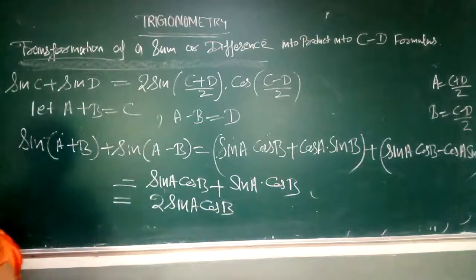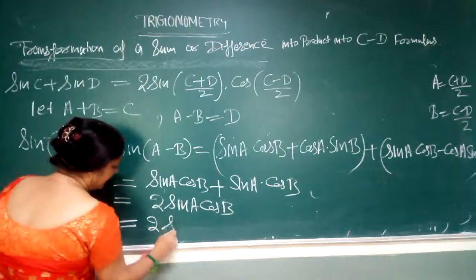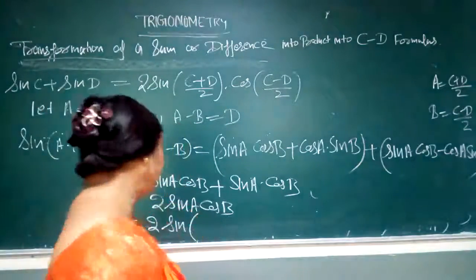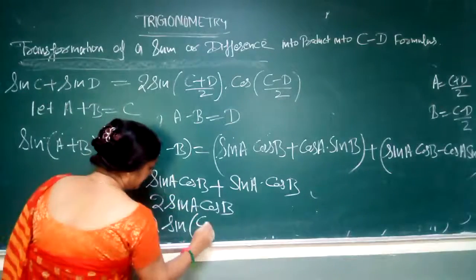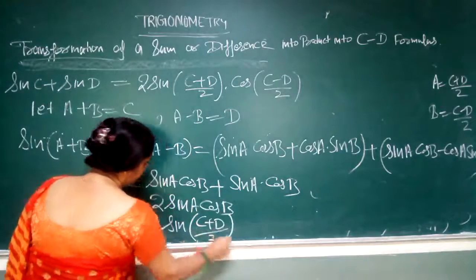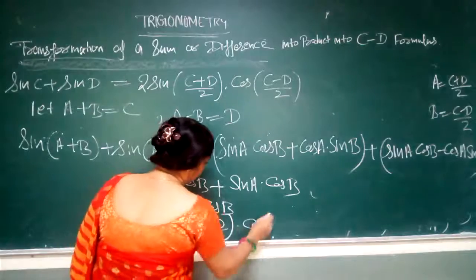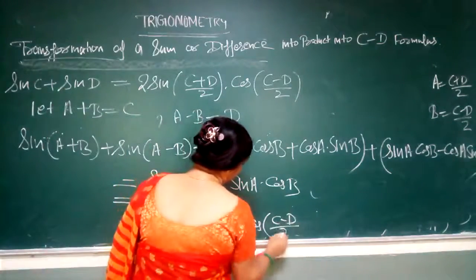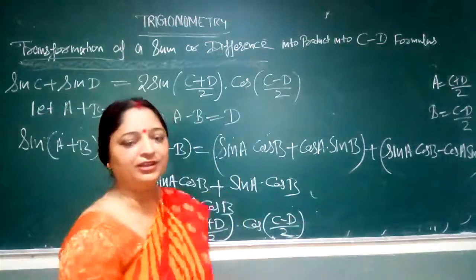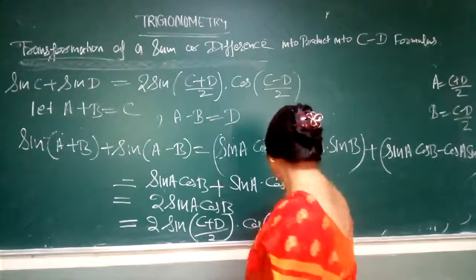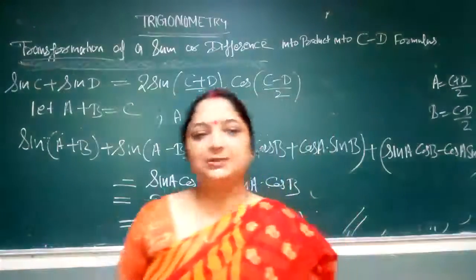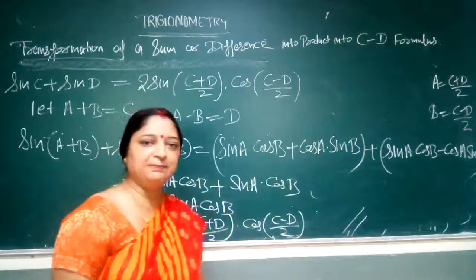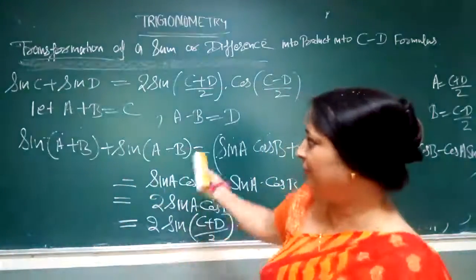Now students, we will put the value of a. What is the value of a? a is equal to c plus d by 2. So put the value of a here, c plus d by 2 into cos. What is the value of b? That is c minus d by 2. So this is the proof of the formula. This is the proof of the first formula. Similarly, you can solve the second, third and fourth by the same method, and then you can find the formulas.